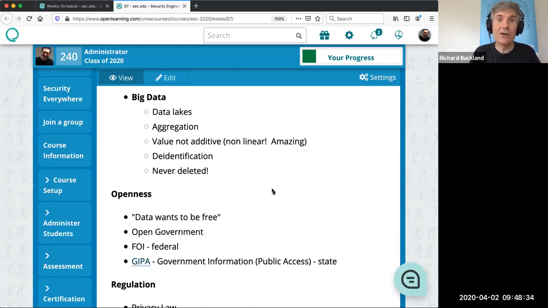So they put it not in data pools like we used to have. They call them data lakes now. And companies manage data lakes, huge lakes of data. And they're never going to get rid of them because it's valuable. The aggregation is the important thing here.